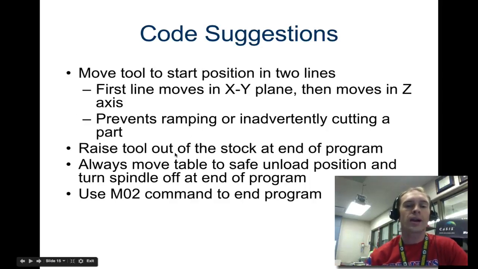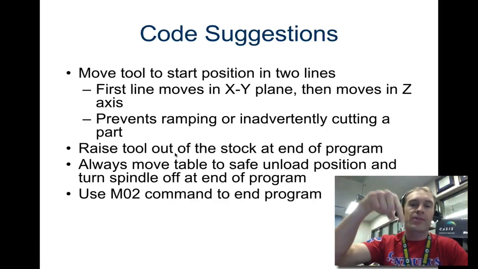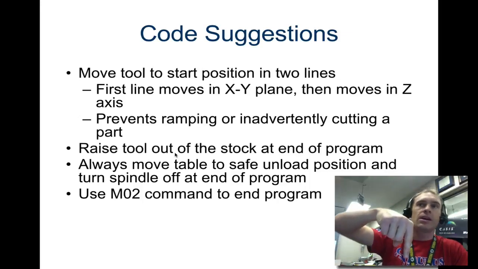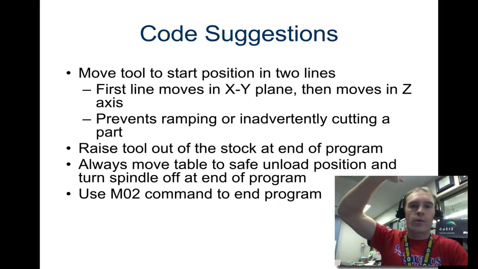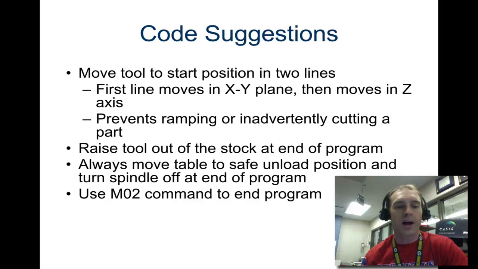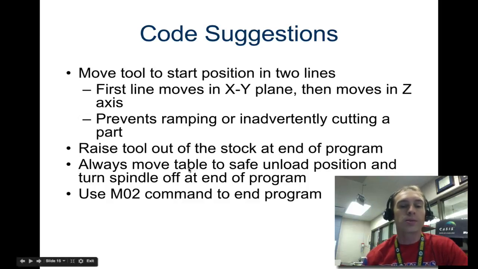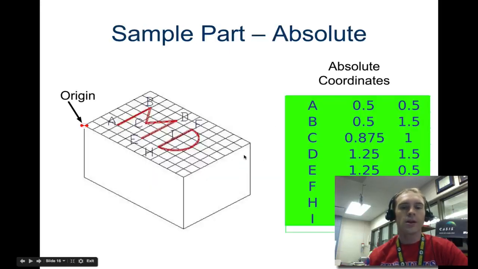Always raise the tool out of the stock at the end of the program. So at the end you would type in maybe Z going up 3 inches. Just get it way out of there. Makes it really easy to get your block out of the way. Always move the table to a safe position, and I'll talk about that in a code later. And then end with M02. So in the next video series, I'm going to walk you through how to actually code the absolute parts and relative parts.